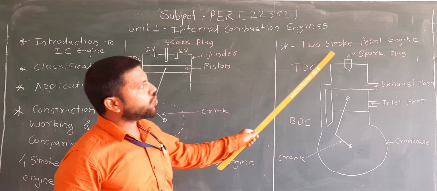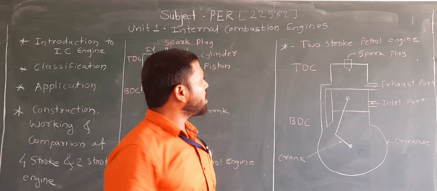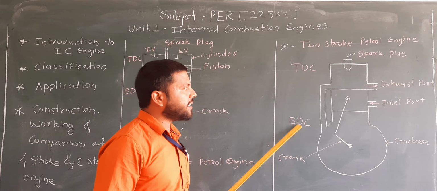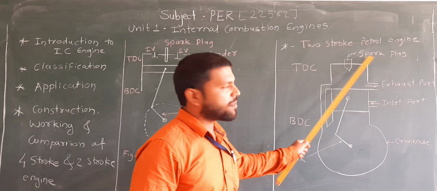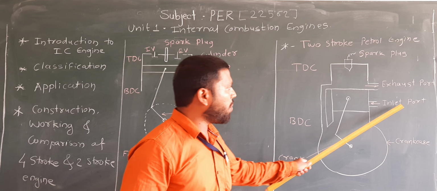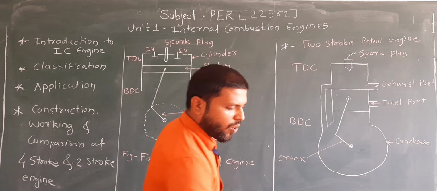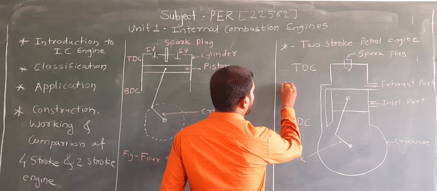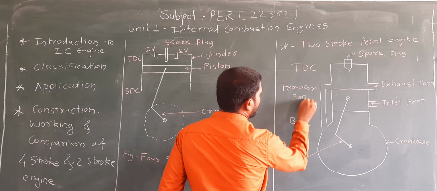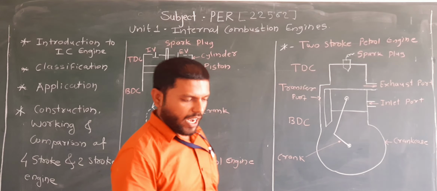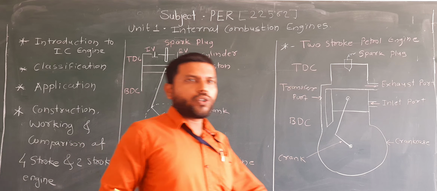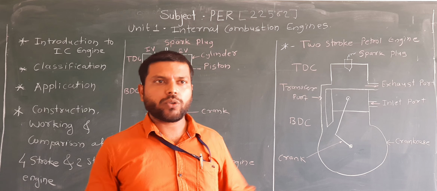Next is the 2-stroke petrol engine. It consists of TDC, top dead center, and BDC, bottom dead center. Here is the spark plug, the exhaust port, the inlet port and the transfer port, the crankcase and the crank. We start with the first stroke of the two strokes.